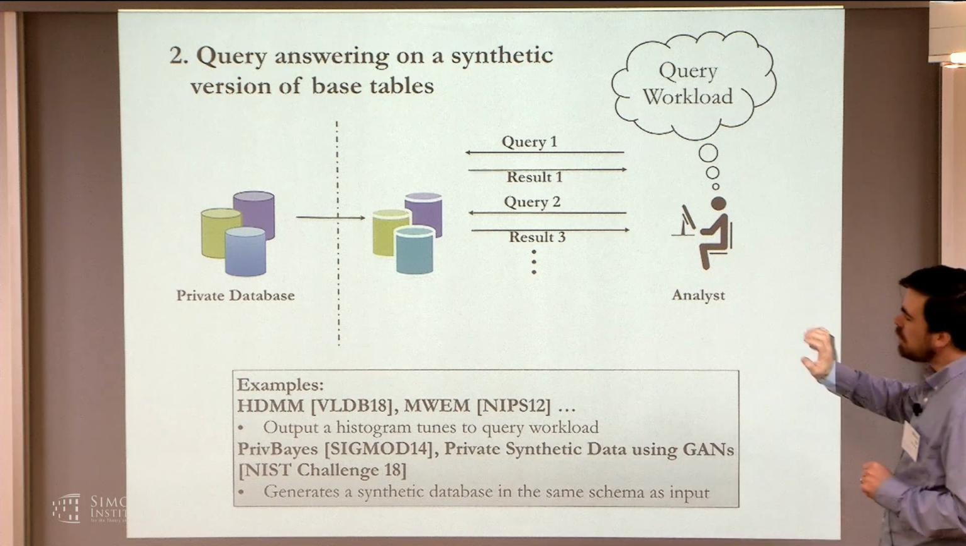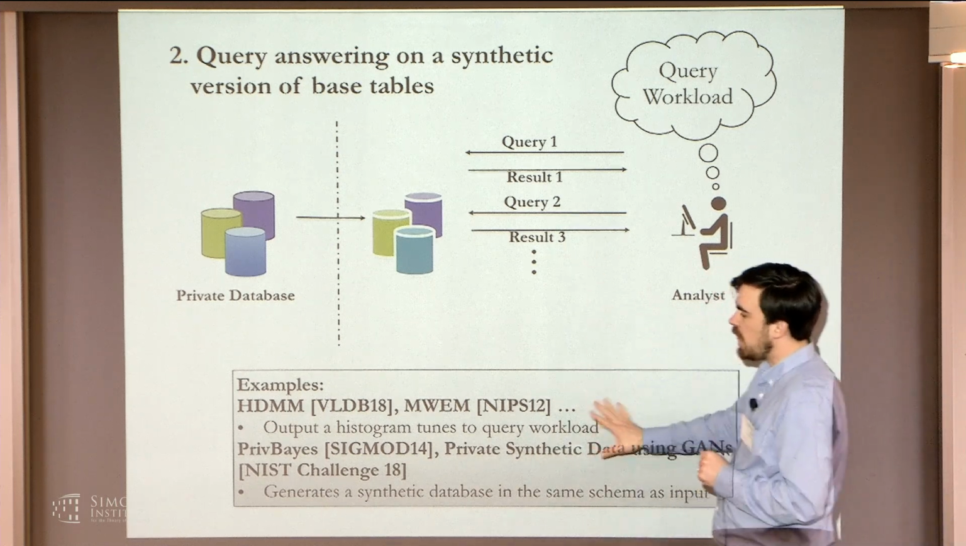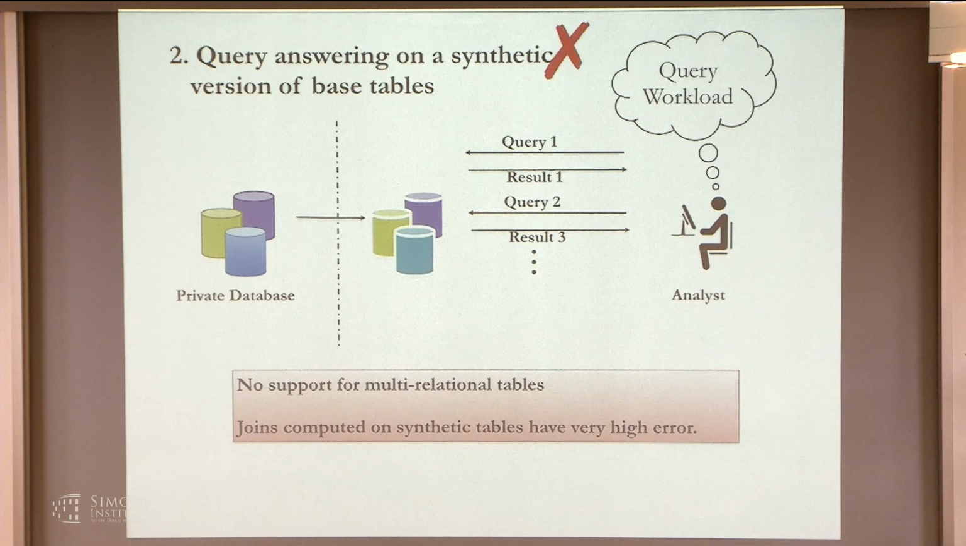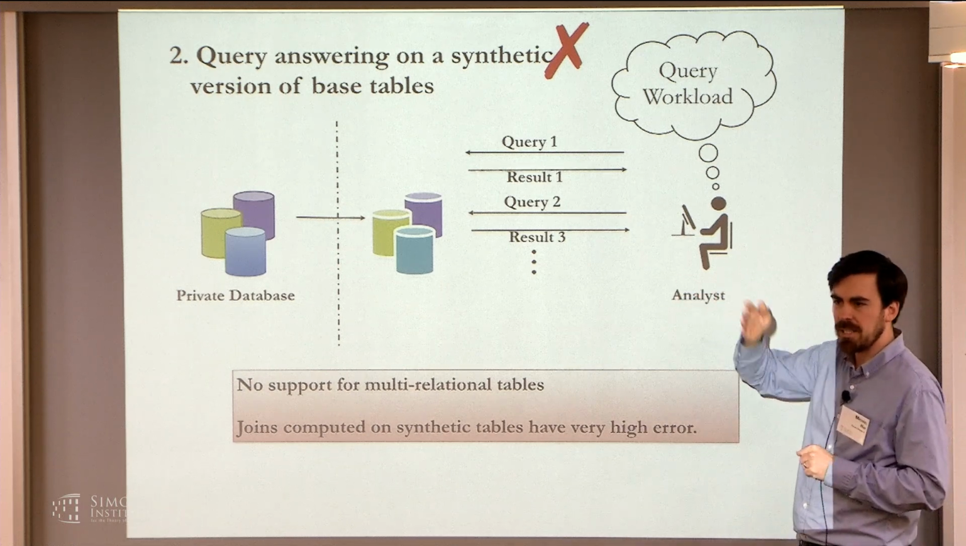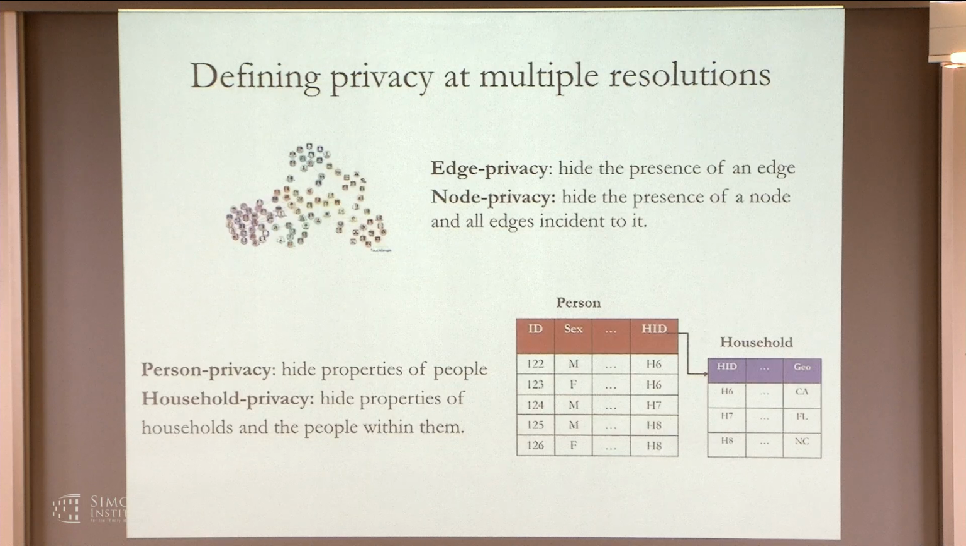Another approach is to generate synthetic data of various forms, and there's lots of great work on this, but I would say it's limited to data that's in the form of a single table. So there isn't support for multi-relational data, and in particular, if you were to generate synthetic versions of each table on its own, and then try to join or link across these tables, you'll end up getting very high error. Okay. So given this background, how do we think about this in Private SQL?